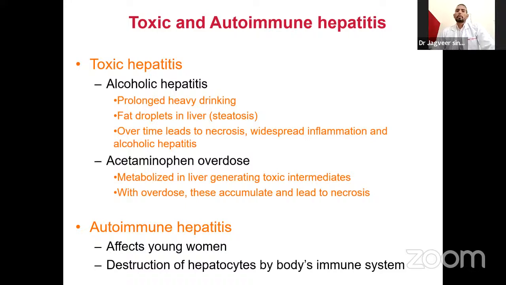One other toxin is paracetamol. Paracetamol overdose, because the liver is the major metabolizer of paracetamol. If a person consumes an overdose of paracetamol, it will accumulate and lead to necrosis of the hepatocytes. Similarly, autoimmune hepatitis affects young women. In this autoimmune disease, the patient's own immune system works against their own hepatocytes and leads to hepatitis, and furthermore cirrhosis.